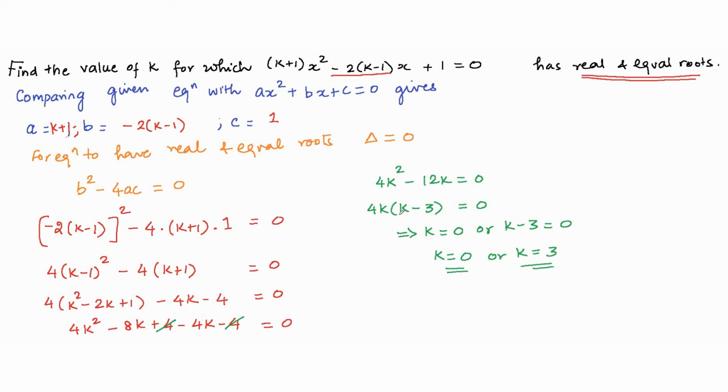The only thing that I will now check is whether these values of k still make this equation quadratic. The condition for quadratic equation is that the coefficient of x square should never be 0. So the coefficient of x square is k plus 1. You will notice that when k is equal to 0, the coefficient becomes 1. And when k is equal to 3, the coefficient becomes 4. And therefore this equation still remains quadratic because x square's coefficient is a non-zero number. Therefore both values of k are valid, for which this equation will have real and equal roots. So I will again pause for a minute before I move on to my next question.